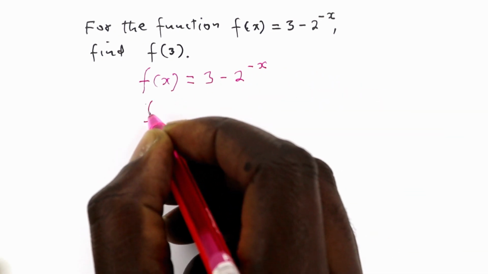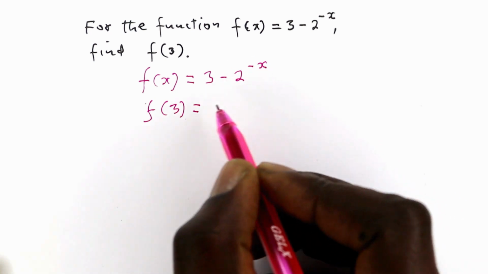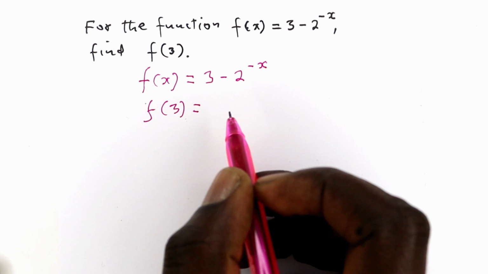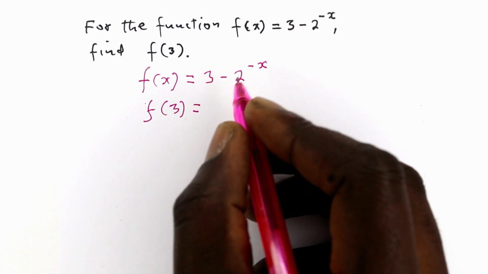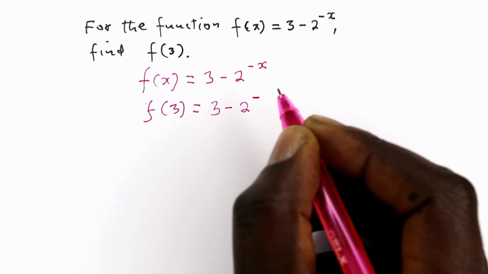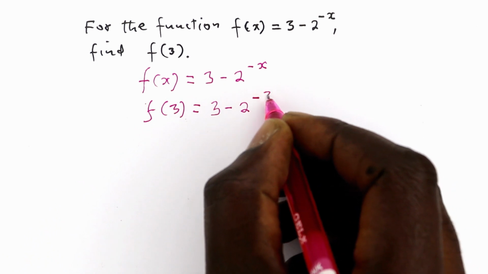Then now, to obtain f of 3, meaning to get this function when x is 3, we just substitute the value of x as 3. So we're going to have 3 minus 2 raised to power negative x, and in this case x is 3.